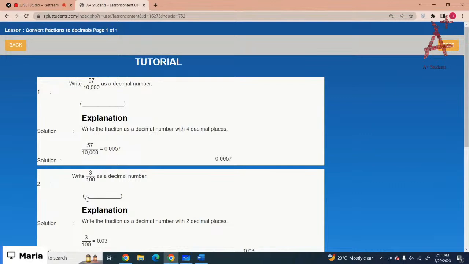Okay, so the first one is write 57/10,000 as a decimal number. So basically, whenever you are converting by the powers of 10, what you have to do is just count the number of zeros in 10,000. In 10,000, you have four zeros. Got it? That means you have to move the decimal point four places left. Got it? So let me just write it down on the board.